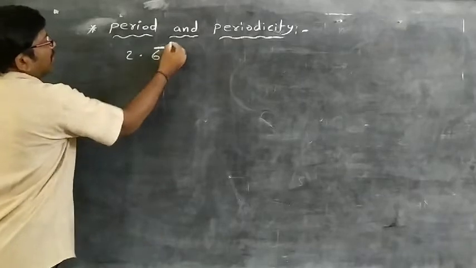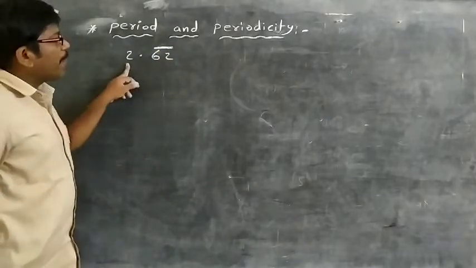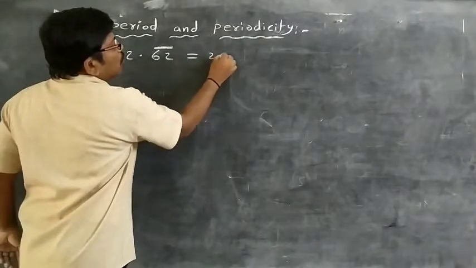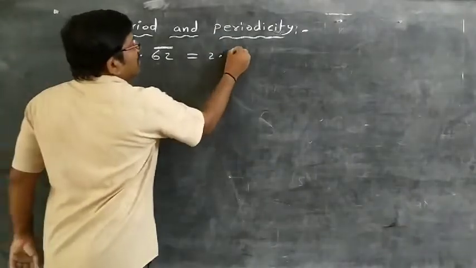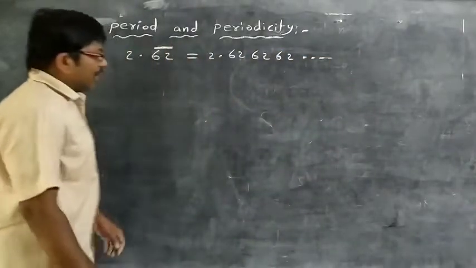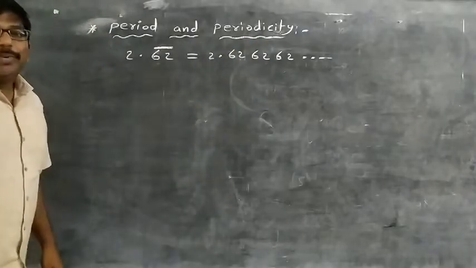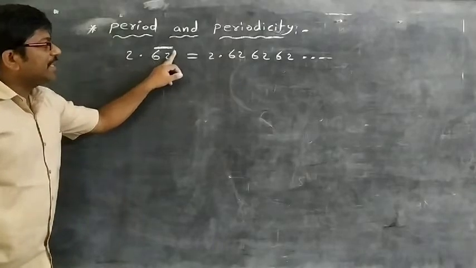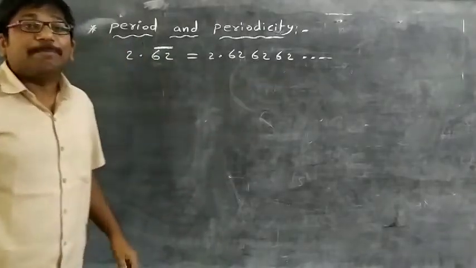2.62 bar. It is a non-terminating, repeating decimal. 2.62 bar can be written as 2 point 62, 62, 62 and so on. Here 62 is the repeating number. So in this, what is period? What is periodicity? Period means the repeating number. Here the repeating number is 62, so 62 is the period.